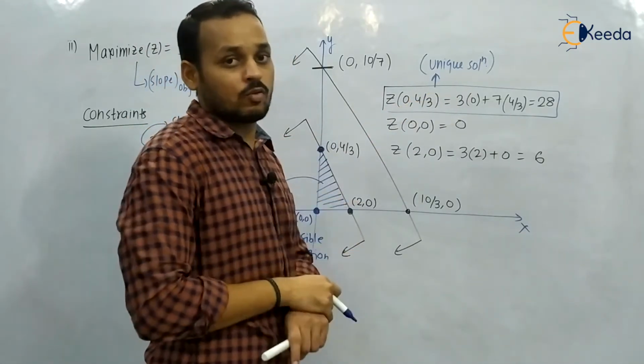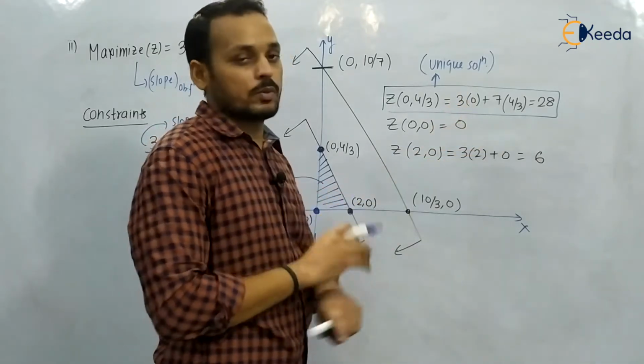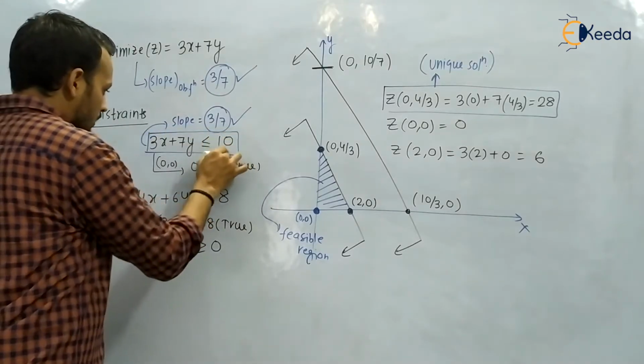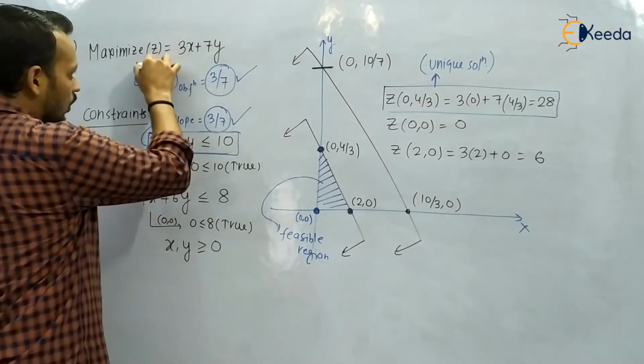So what is the reason why we did not get a multiple optimal solution? See, the slope of the constraint is equal to the slope of the objective function.